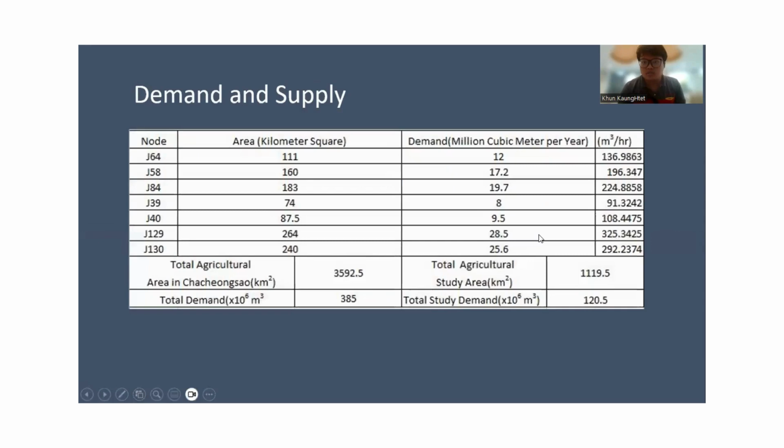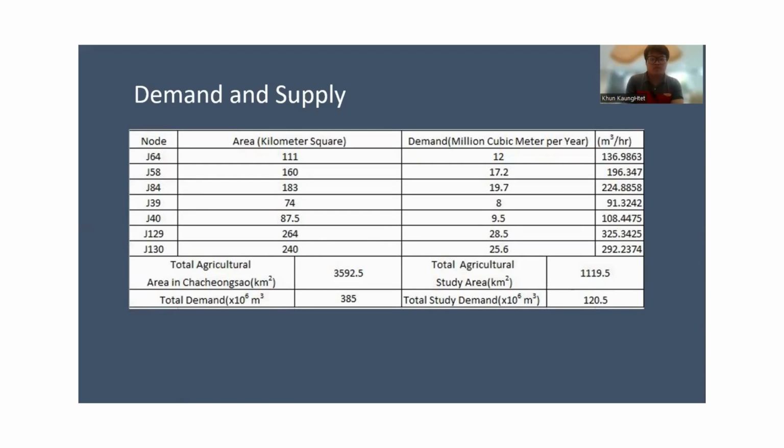So for the demand and supply parameters to import into the software, for the supply, we use the Klong Sia Dam. For the demand, we have the agriculture area in the junction zones, which is 3,503.5 square kilometers, and the demand is about 385 million cubic meters per year. So these are the serial nodes, which will distribute the water demand.